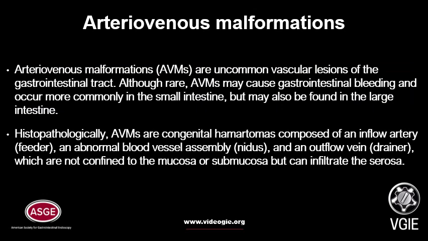Arteriovenous malformations (AVMs) are uncommon vascular lesions of the gastrointestinal tract. Although rare, AVMs may cause gastrointestinal bleeding and occur more commonly in the small intestine, but may also be found in the large intestine.